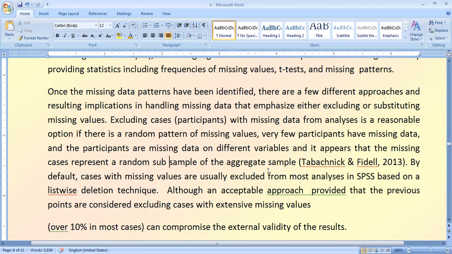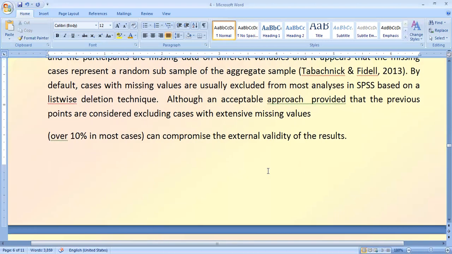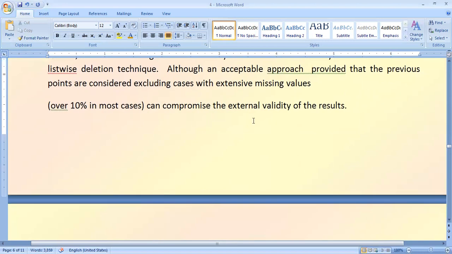Tabachnick and Fidell note that, as in the previous points, over 10% missing in most cases can compromise the data and its results.